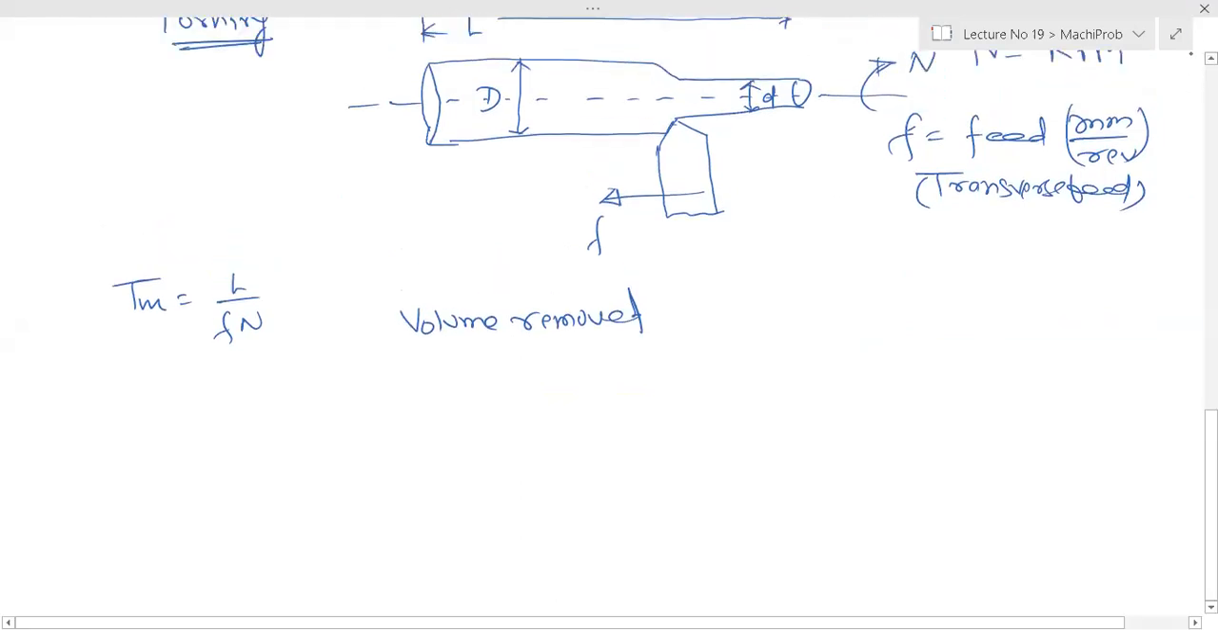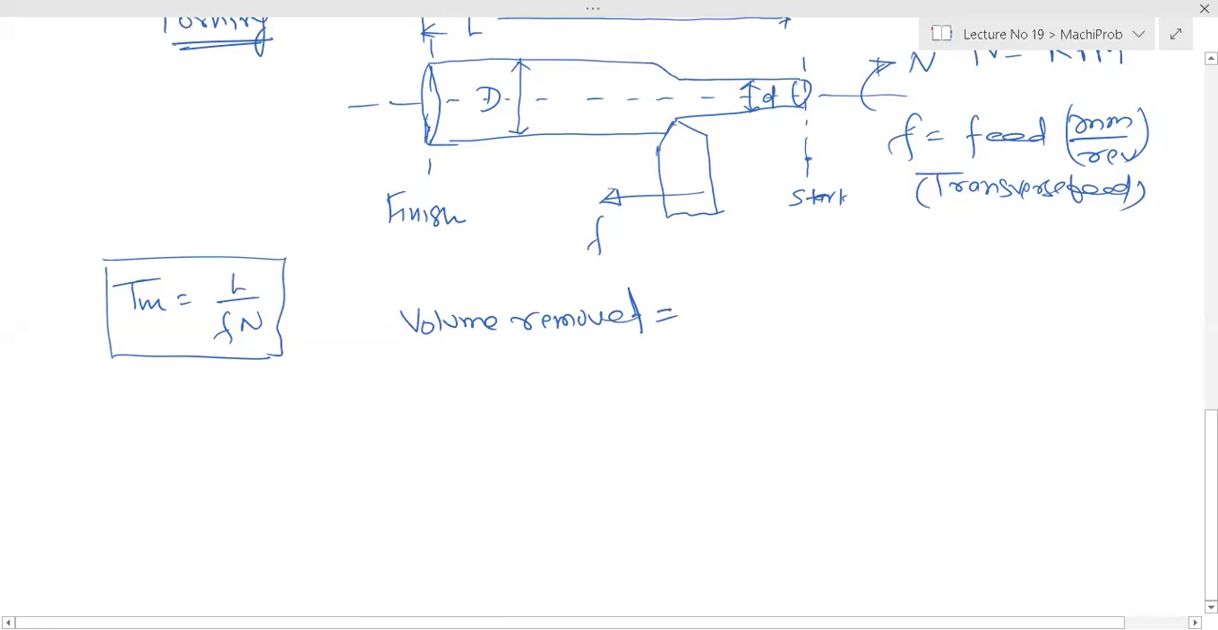How much volume will be removed? Suppose you want to machine, so you have to start from here. That is your starting line right now. That is your start, and this is your finish. And you know this much time will be required to finish the job. So how much volume will be removed?